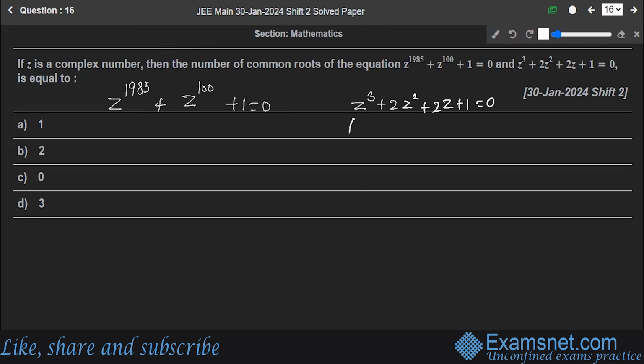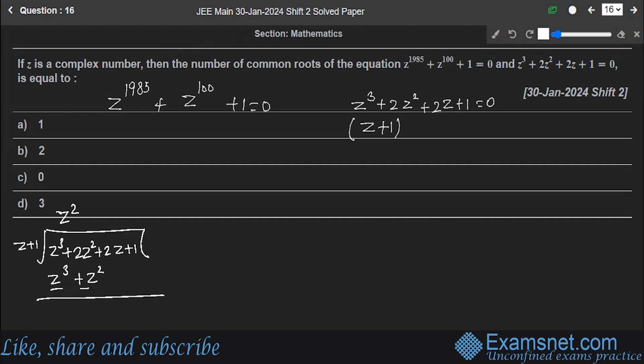So let's factorize this. z + 1 is one of the factors. You can check. And the second will be given by, let's do the division. Here is z cubed + 2z squared + 2z + 1. Here is z + 1. So this will give me, first of all, z squared. z cubed plus z squared, minus. This will be z squared plus 2z. Here will be plus z.